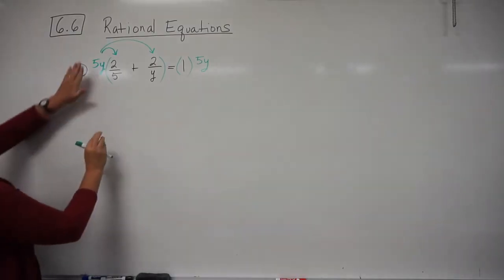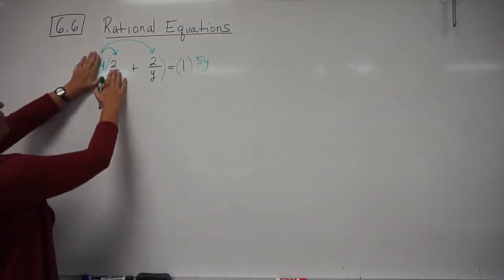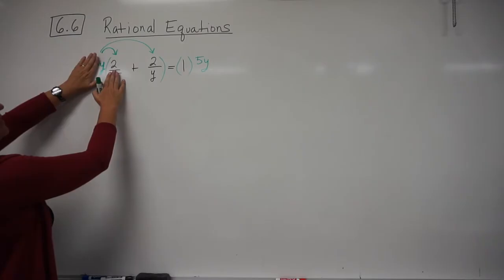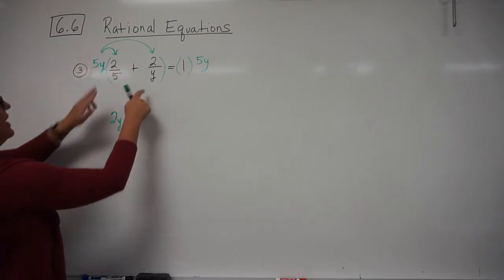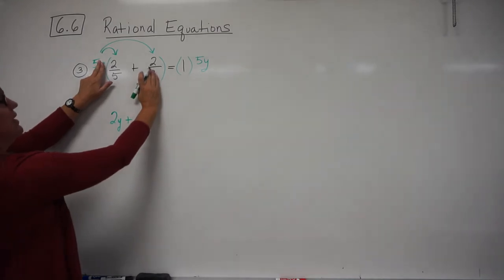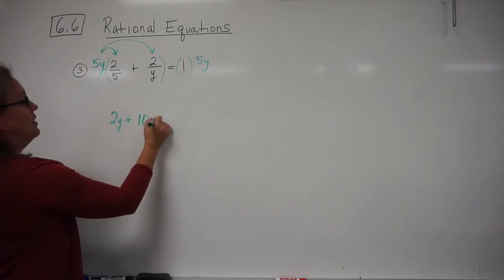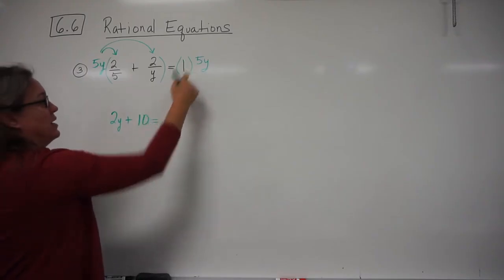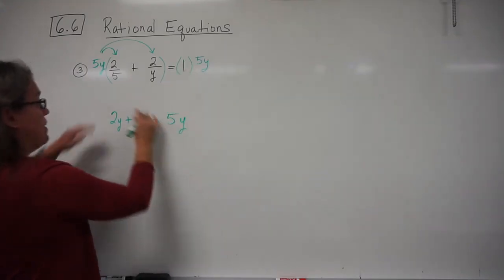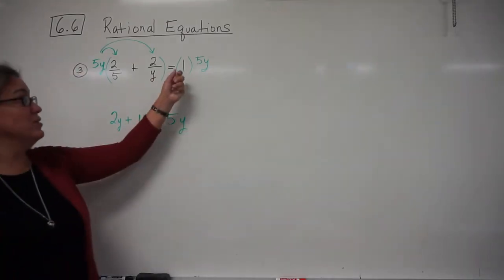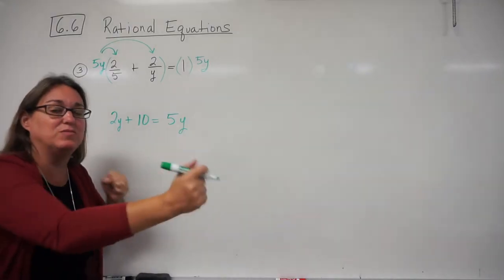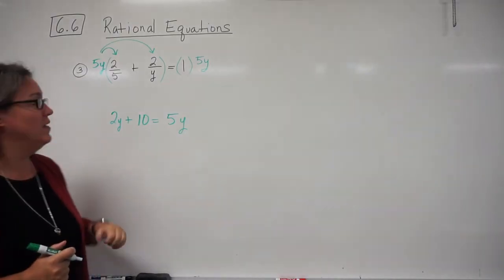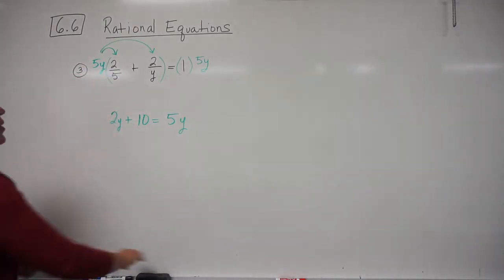and we distribute on this left-hand side, for the first term, the 5's cancel out, and I get 2 times y. For the second term, the y's cancel out, and I get 5 times 2, which is 10. And over on this side, I have 1 times 5y. Remember, you have to multiply both sides. Even though this side doesn't have any fractions in it, you still have to multiply both sides of the equation by the same thing.